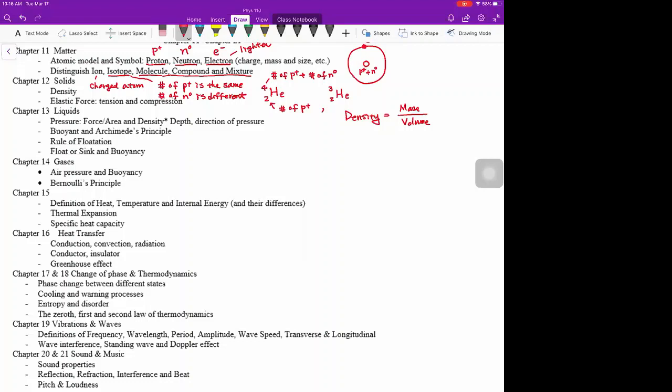The density is the property that we use to describe a solid. Another important property of the solid is how elastic it is. There's a law called Hooke's law. Hooke's law is for elastic materials.